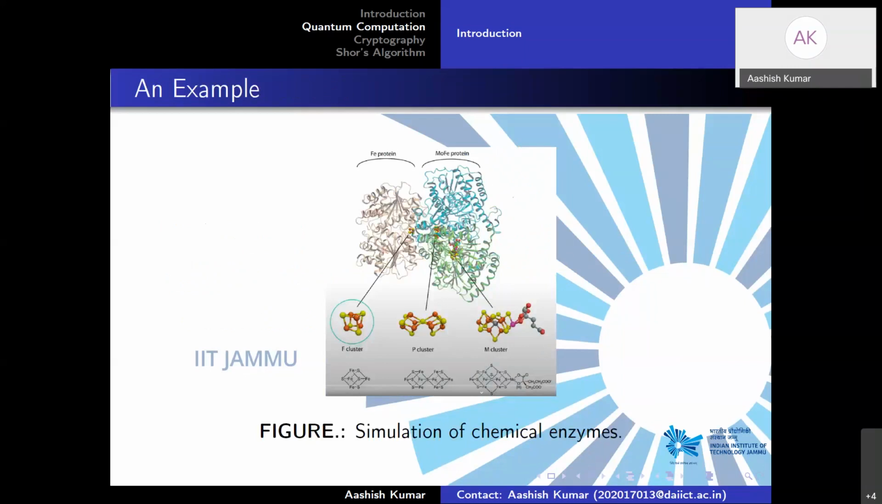So right now, just giving the gist of the scalability of the problem, we are only able to simulate molecules with eight atoms in them. It's just a representation of how low the scale is at which we are able to compute and simulate the chemical enzyme right now.